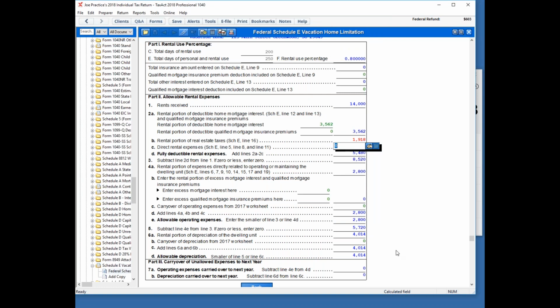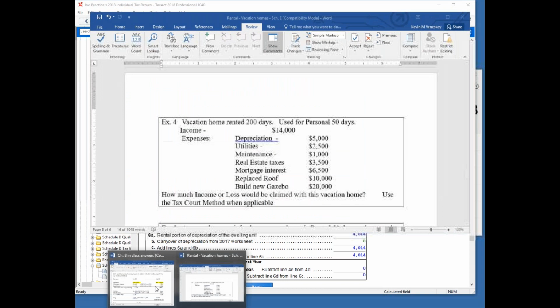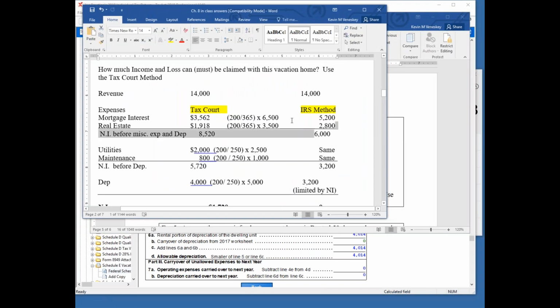Okay, so remember before on my real estate taxes, it did have a 700 on there on the Schedule A. It had the $700 difference. Now we're going to tack on even more of a difference. We're going to tack on an additional amount.